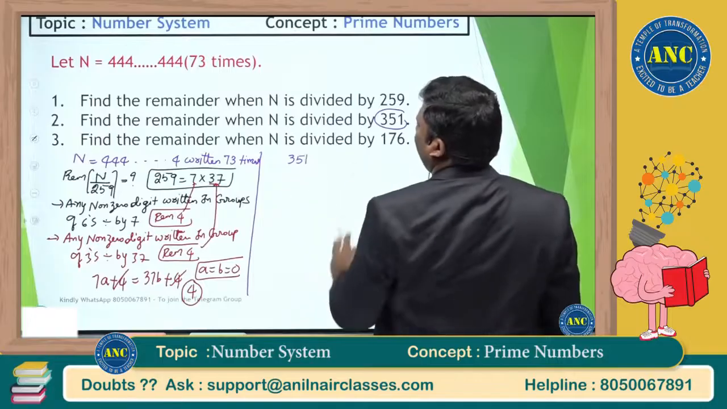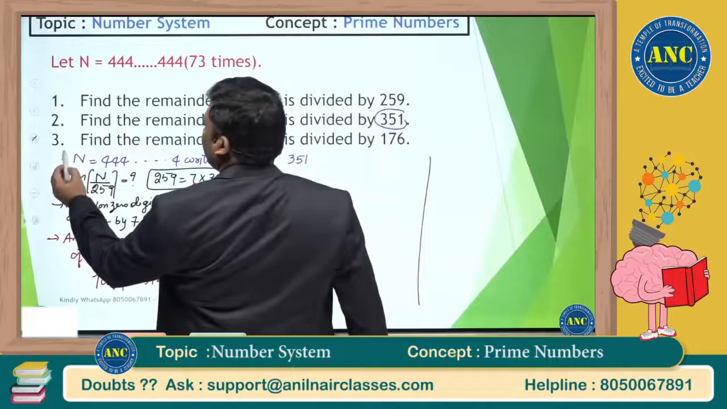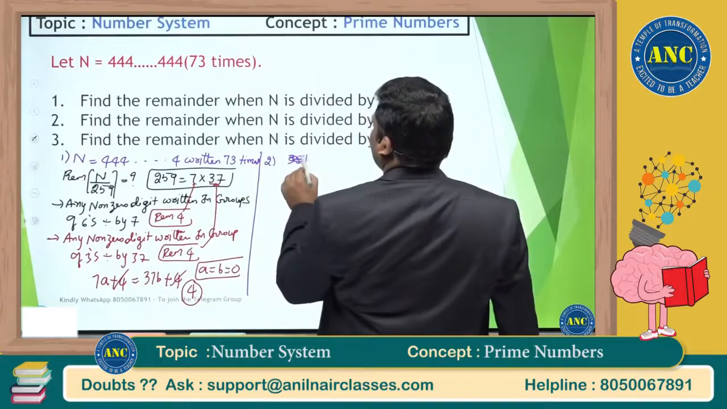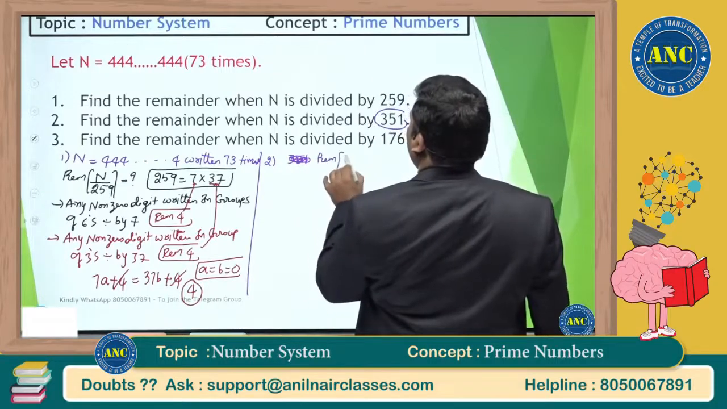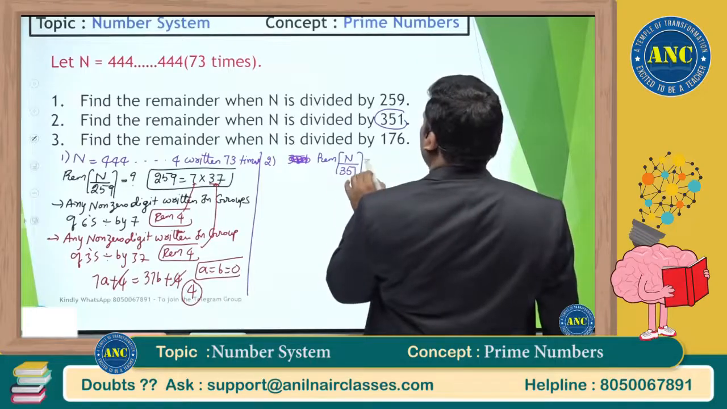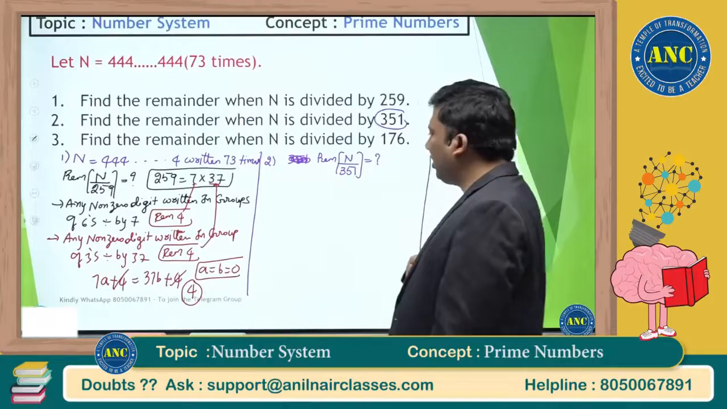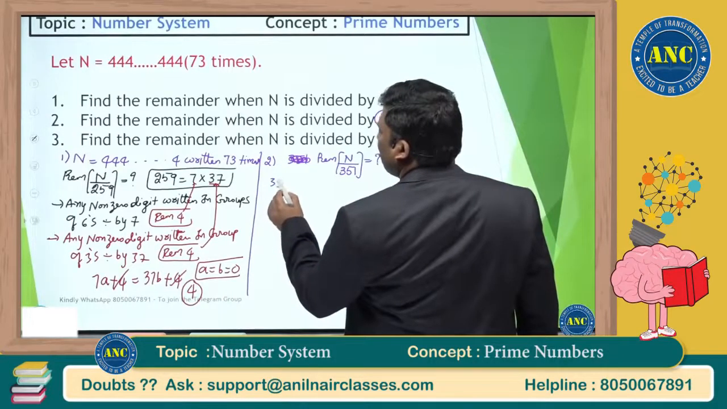351. This is the first question. Second question is, remainder when N is divided by 351. Now first thing, let us say 351 is a composite number.